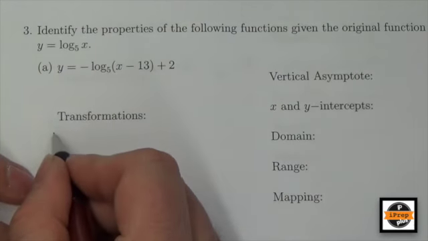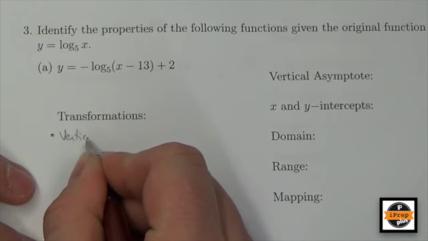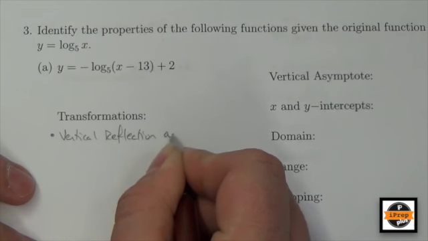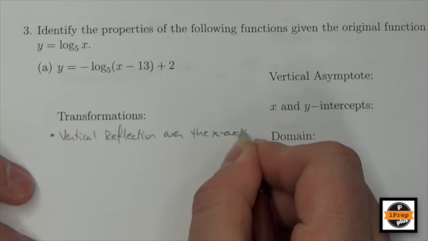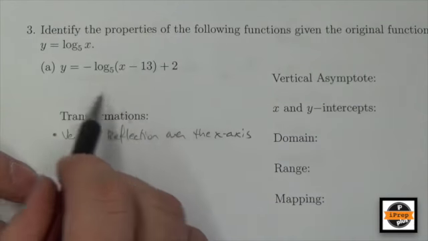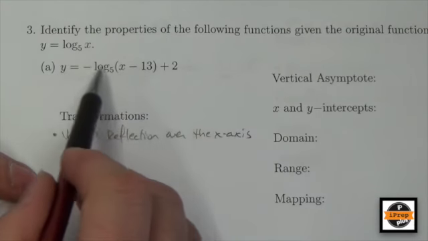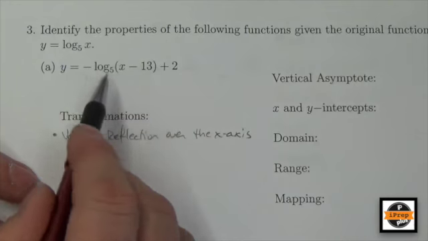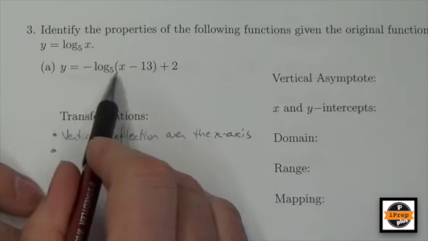So the first thing we're seeing here, that negative, that is a vertical reflection over the x-axis. Now remember, I know that because it sits out front of the function. The original function was the log base 5 of x. This sits out front, this represents the dependent variable, and now it's become negative. It's flipping.